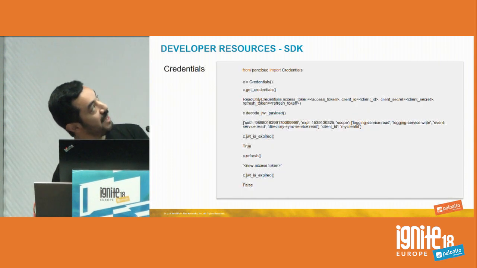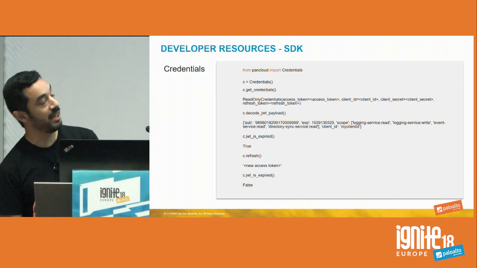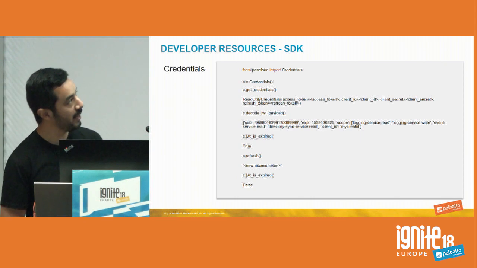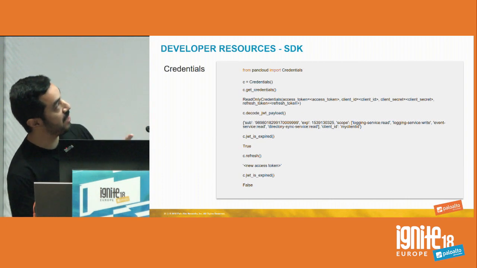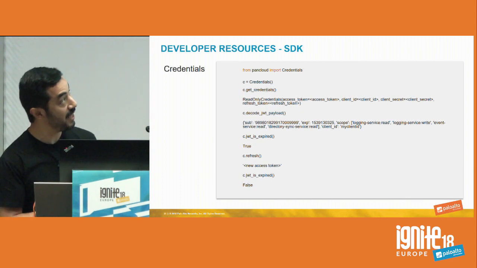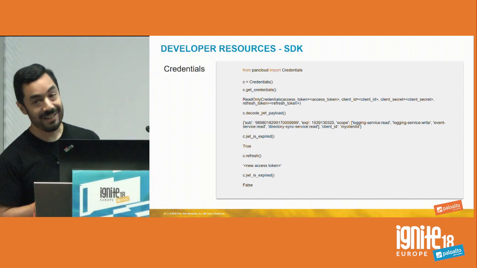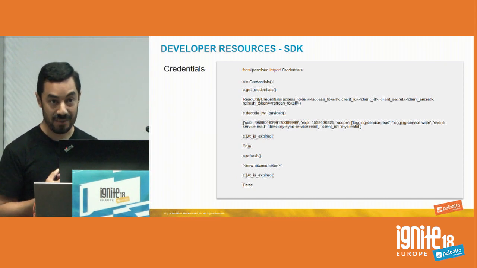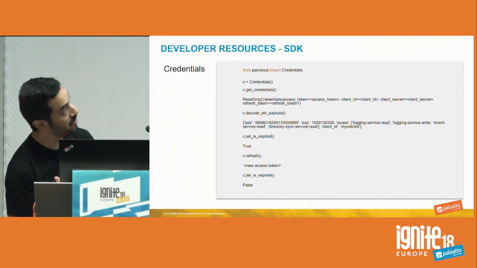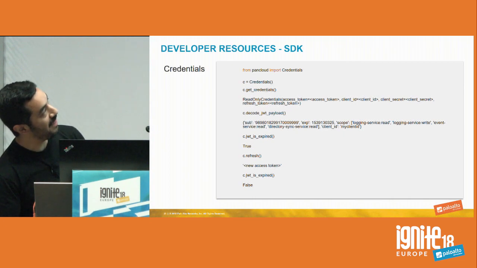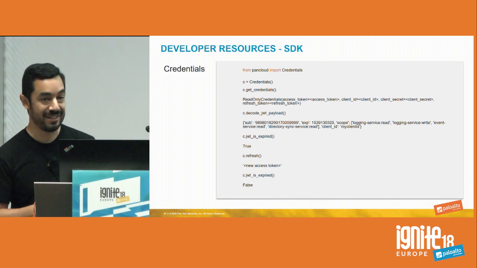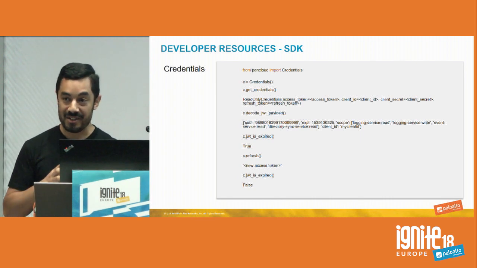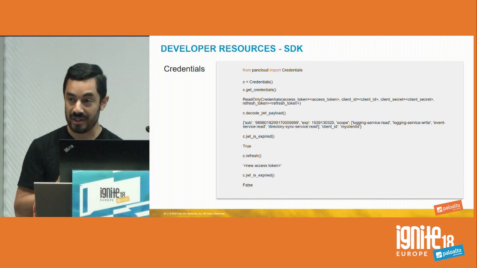So this snippet here illustrates what the credentials object is capable of. What I've done here is create a credentials object and assign it to a variable called C. Next, I'm running a getCredentials method, which does exactly what it implies, returns back all your credentials. Below that, I'm using another method, which is called the code JWT payload. And what that does is package the access tokens into a JSON web token.